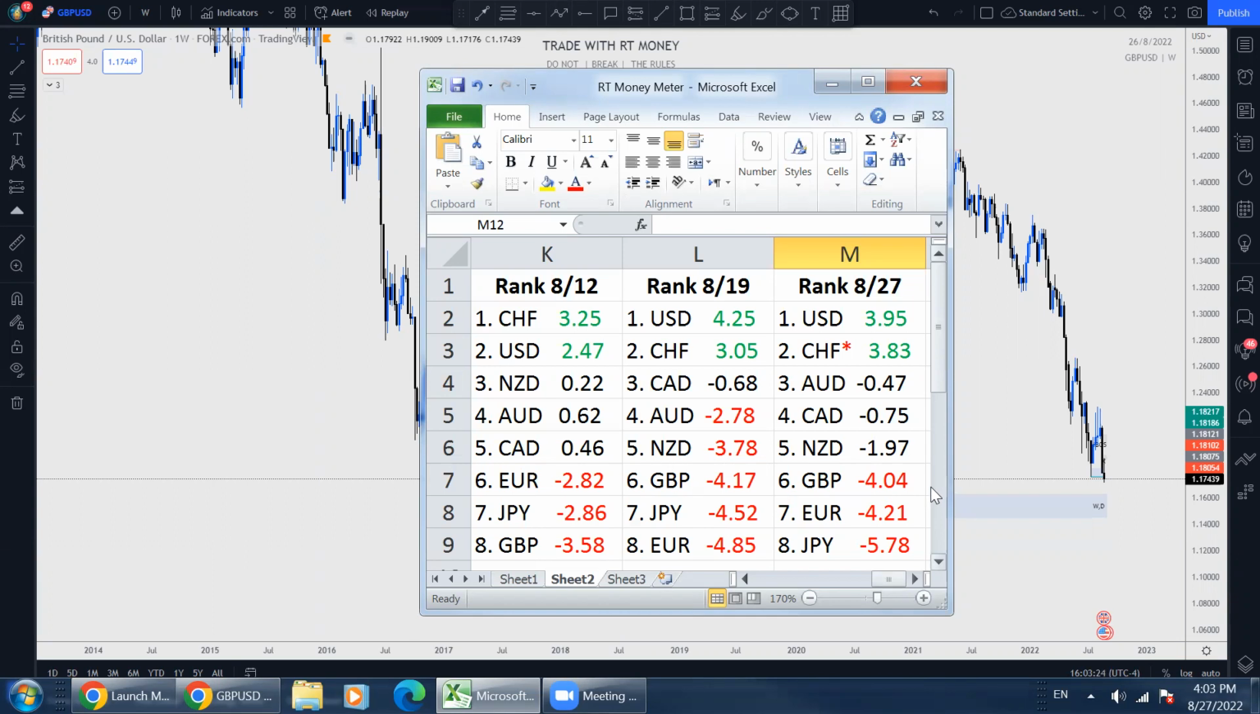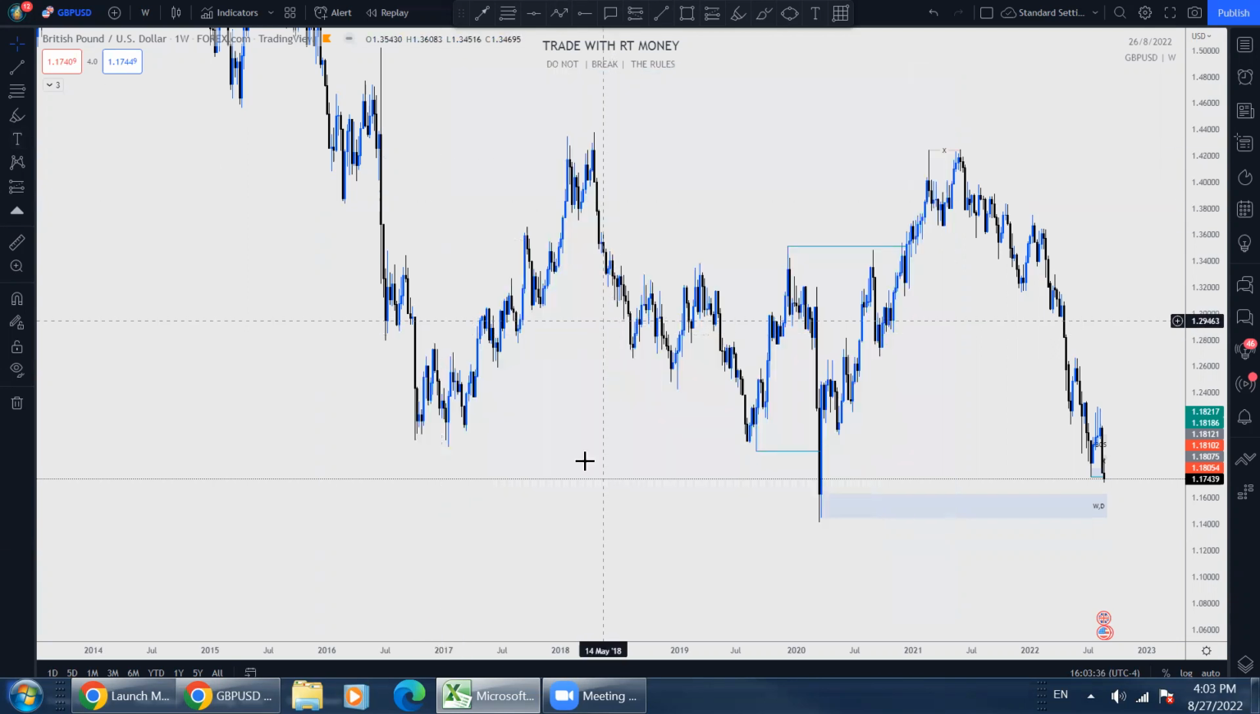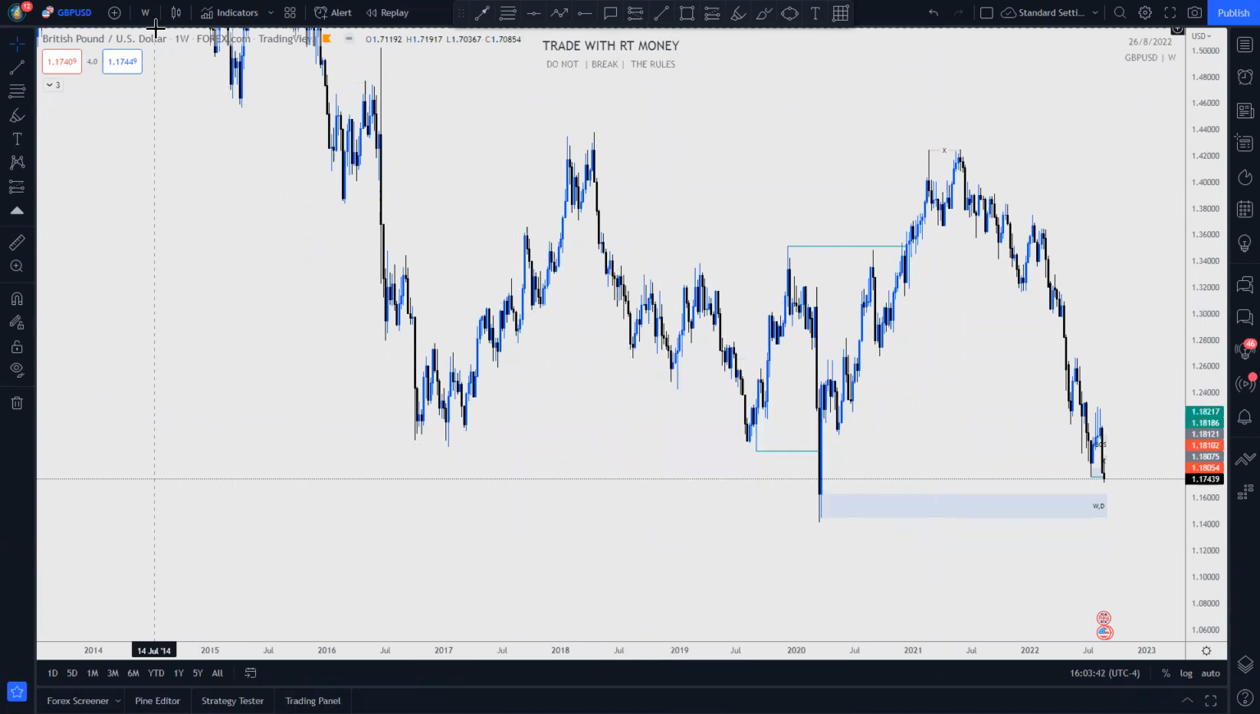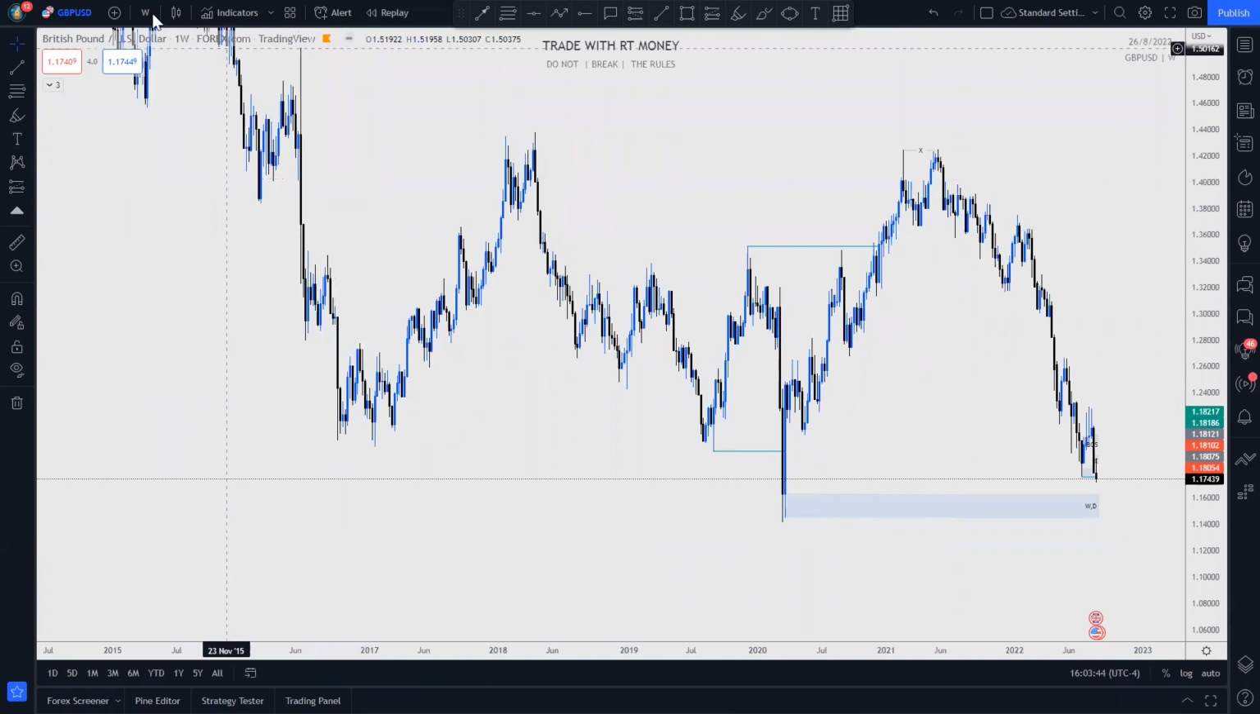All right. So the takeaway here is we're pitting the strongest against one of the weakest, and we should have a decent high probability situation going on here. So we're going to take a look with some quick top-down analysis.